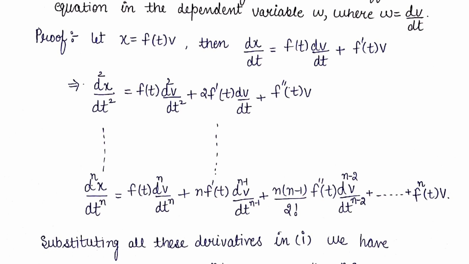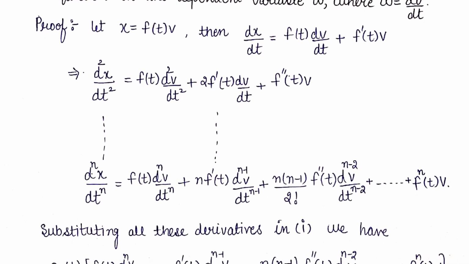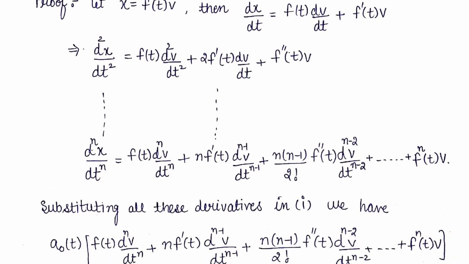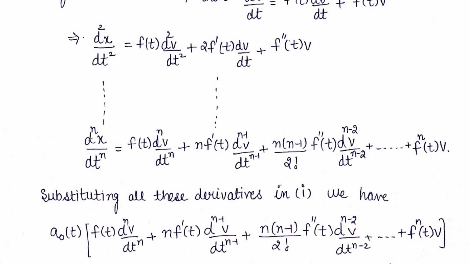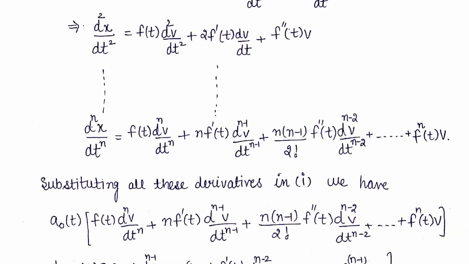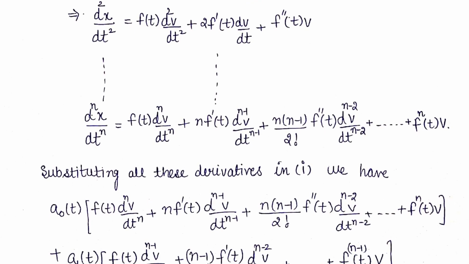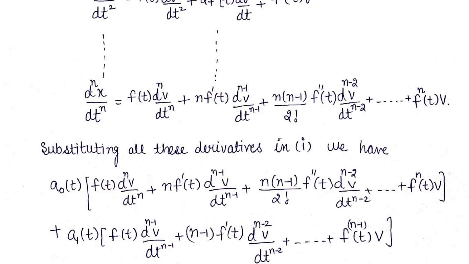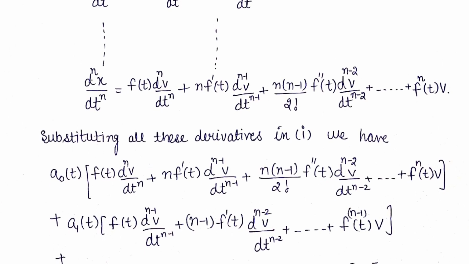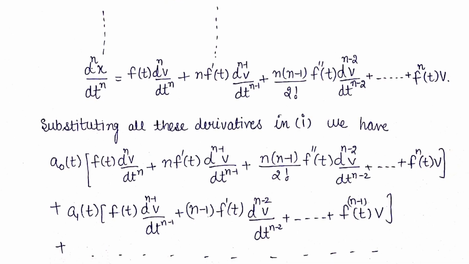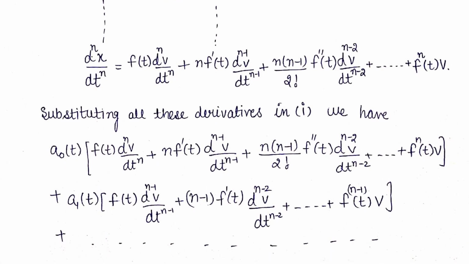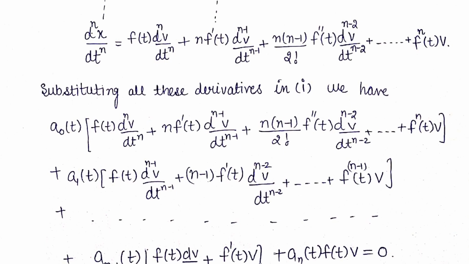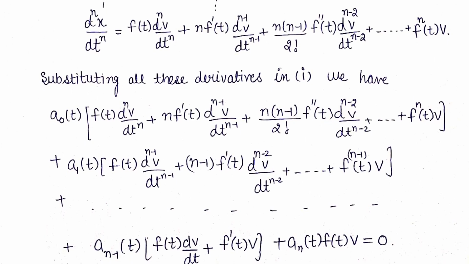For the proof, we differentiate the transformation x is equal to f(t)v, and when we first differentiate it, we get dx by dt. And similarly, differentiating n times, we get d^2 x by dt^2 up to d^n x by dt^n. And we substitute all these, x, dx by dt, d^2 x by dt^2, up to d^n x by dt^n, in the given equation 1. And when we substitute these values in 1, the equation takes the following form.